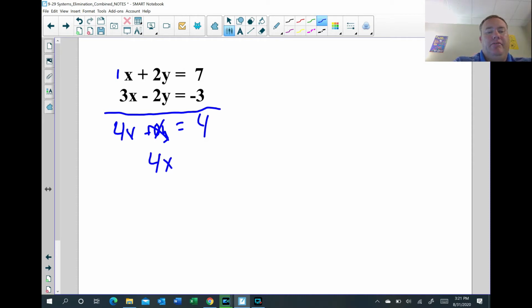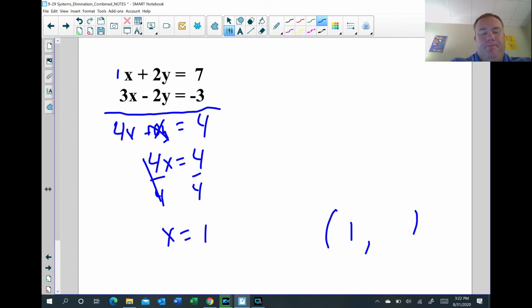Okay? So what I've done here is I've actually eliminated the y value. Once I've done that, if you notice, I'm now down to one type of variable. It's the x. And I can solve that. And again, it won't be hard. 4 divided by 4, you'll get x is equal to 1. What that tells you is you now have the x coordinate.